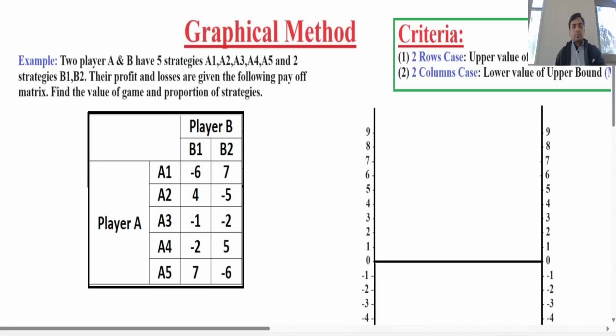Hello everyone. So in last lectures I have started game theory. In game theory we have studied principle of dominance, Maximin principle and graphical method, algebraic method. In last lecture I taught graphical method for two rows case. Now in this we will see graphical method for two column case.